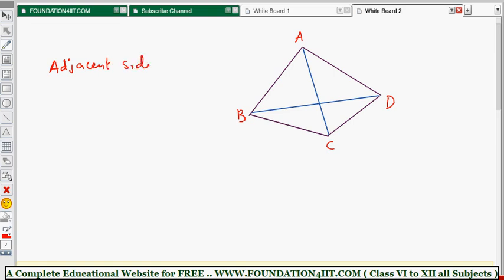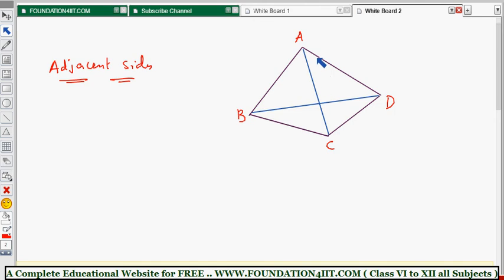Adjacent sides and adjacent angles, opposite sides and opposite angles, I'll explain now. First you'll see what is an adjacent side. So when you observe here, two sides of a quadrilateral having a common endpoint, right? So now AB and AD, A is the common endpoint, and they are called adjacent or consecutive sides. So AB and AD are the adjacent sides.